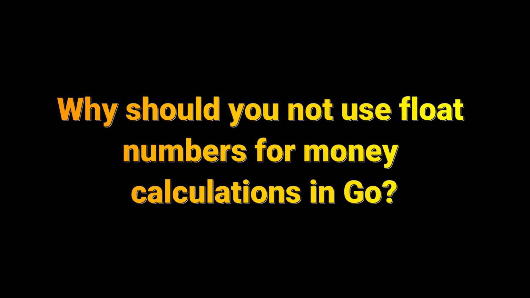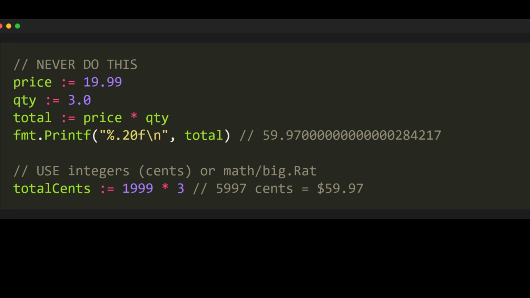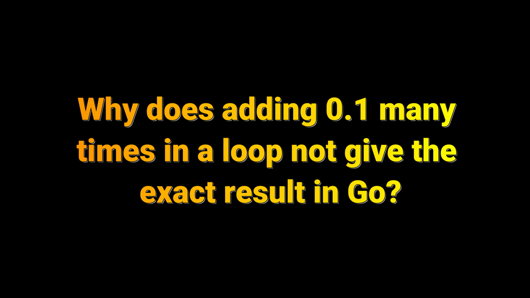Question: Why should you not use float numbers for money calculations in Go? You should not use float numbers for money because they cannot represent decimal values exactly. This can cause small errors. These errors are bad for prices and totals. A better way is to use integers, such as storing money in cents, or use precise types like math/big Rat.